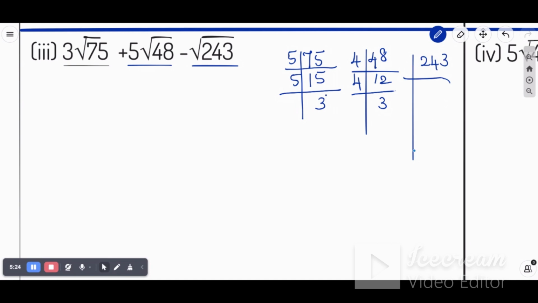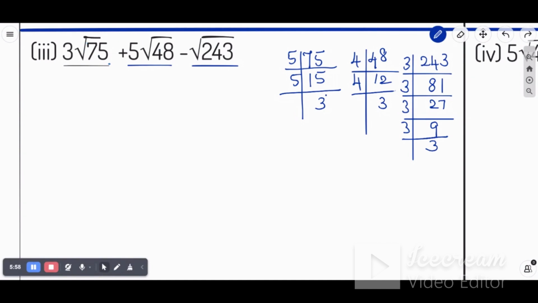So the third number will be 243, right? So 243, how you can do is you have to check for 3. 3 2s are 6, 3 8s are 24, 3 and 81. And if you go further, 3 2s are 6, 7 3s are 21. And if you go further 3, it will be 9, 3 and 3. So here if you analyze this question, this is nothing but your square root, right?